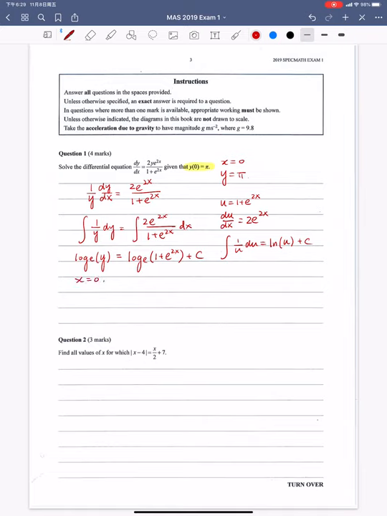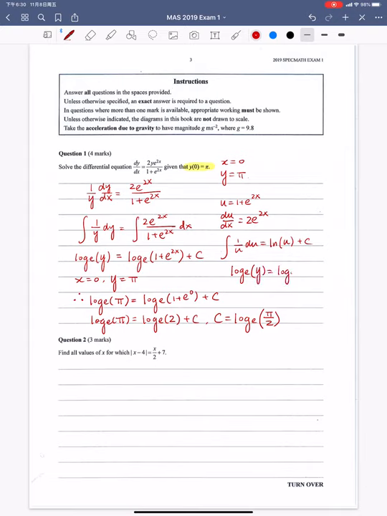When x equals 0, y equals pi. Therefore, log e of pi equals log e (1 plus e^0) plus c. And my log e of pi will equal log e 2 plus c. Therefore, my c will be log e of pi over 2. And finally, I'm going to put c back. It will be log e of y equals log e of half pi times (1 plus e^(2x)).